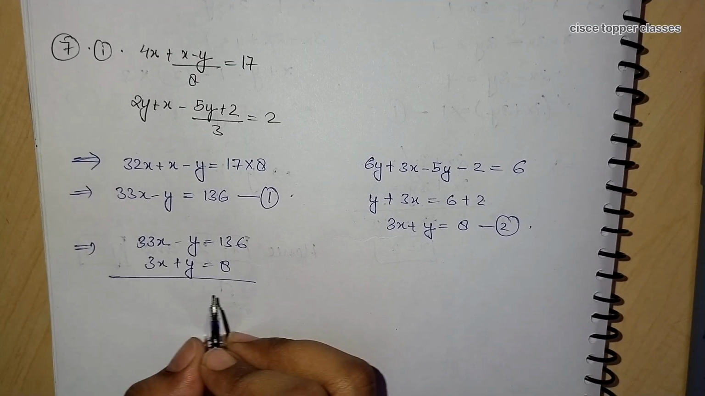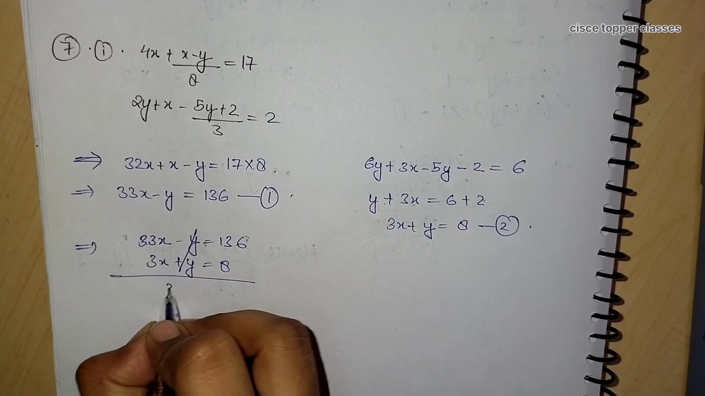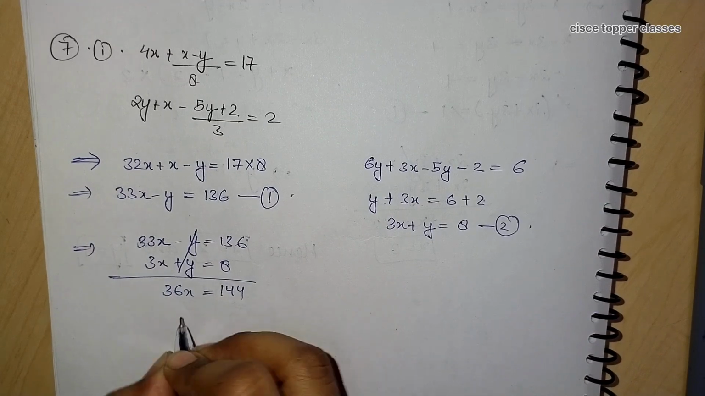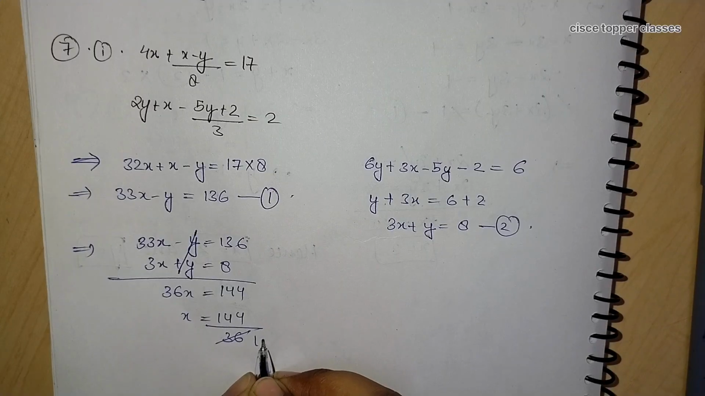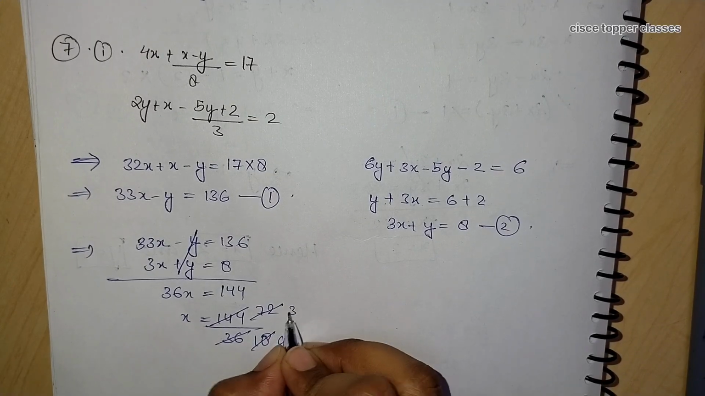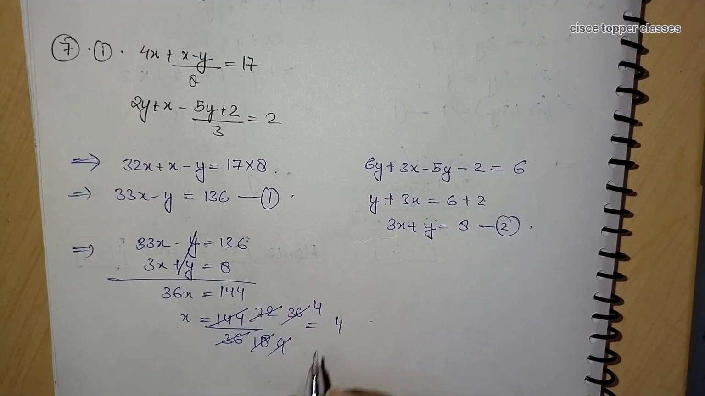We will add this equation here. So this will cancel out. Here we will get 36x equal to 144. X is equal to 144 divided by 36. So 1 8 here and 7 2 here. This is 9. This is 36 equal to 4. So value of x is 4 here.